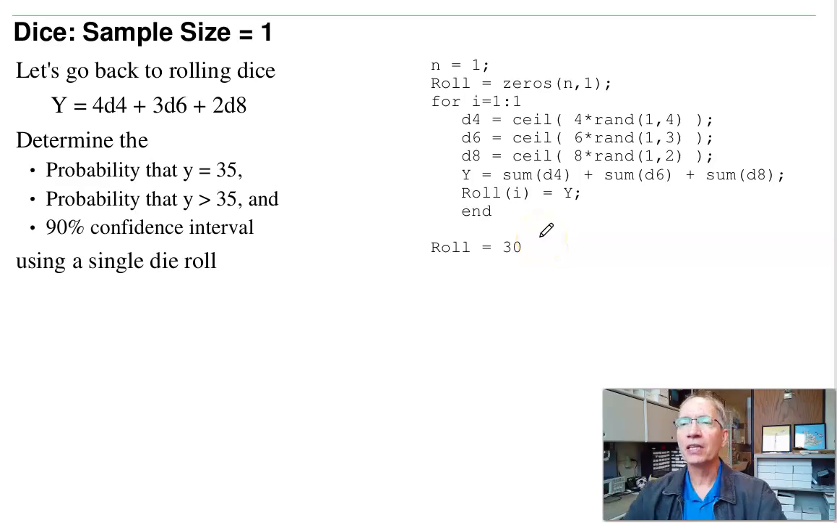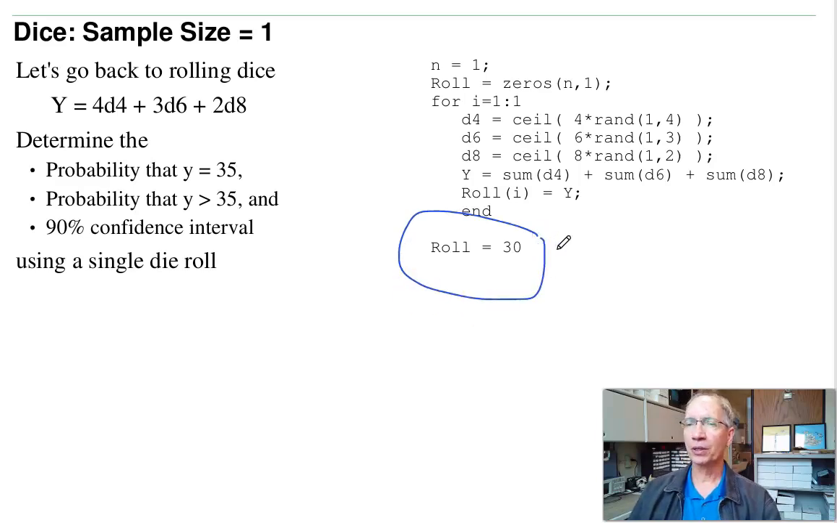So to illustrate that, let's go back to our rolling dice. I've got a bunch of dice. I'm going to roll them and see what the results are. Now, if I don't know what the probabilities are, I'm going to collect some data. So here I roll the dice, or in MATLAB, I generate random numbers. Here's my 4-sided dice, 6-sided dice, 8-sided dice. Add them all up, I get the roll. Suppose I get the number 30.